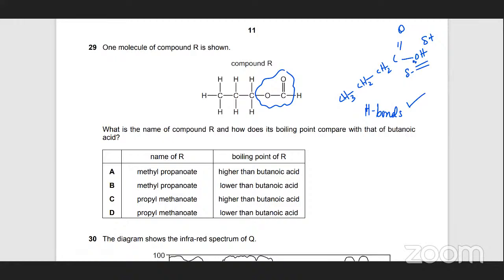Okay, the name. That's the name. Okay, let's do that first. It's going to have a boiling point, it's either this one, B or D. Okay, what's the name of this molecule?